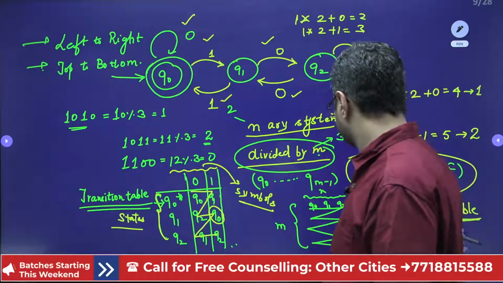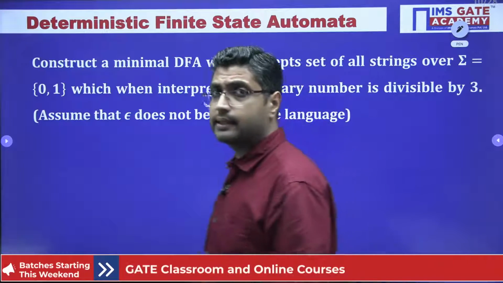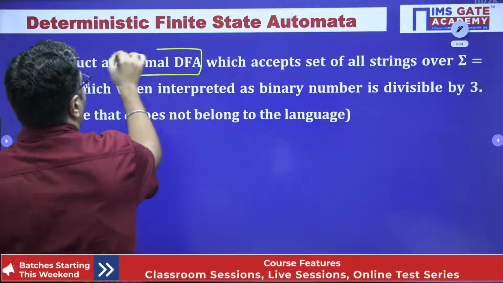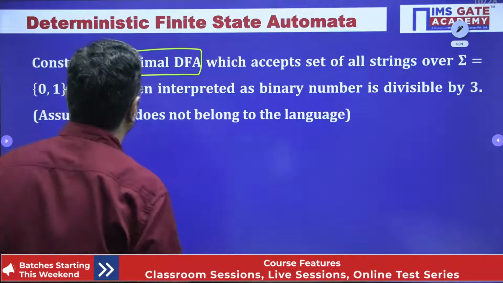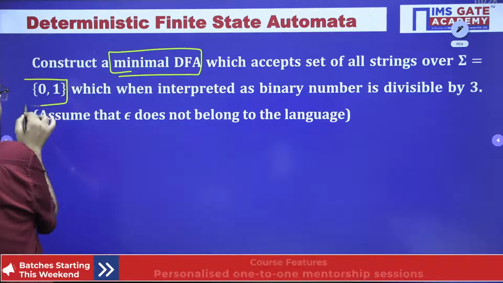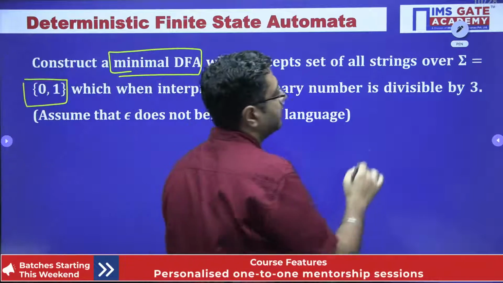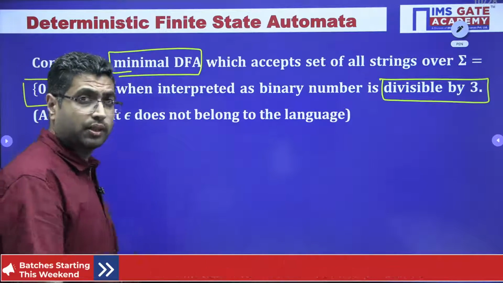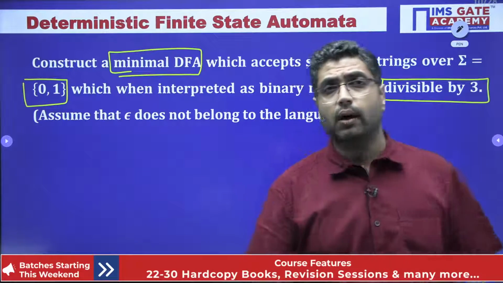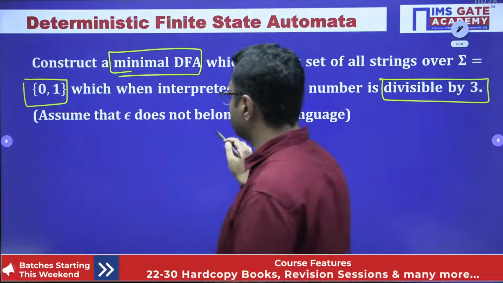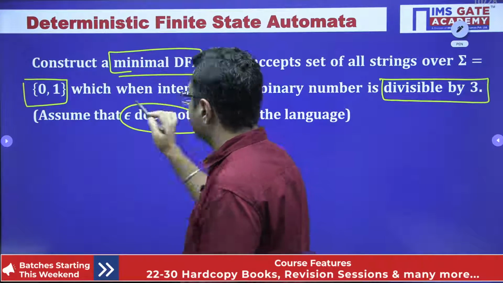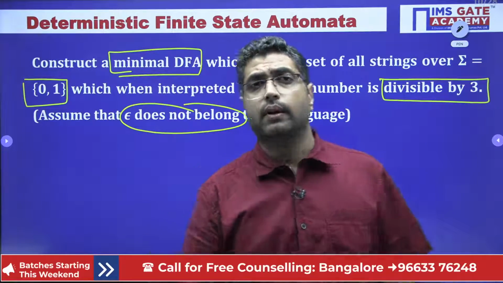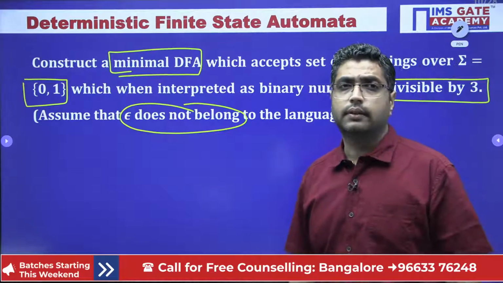Now let's move to the next question, which says: construct a minimal DFA which accepts the set of all strings over sigma equals 0, 1, which when interpreted as a binary number is divisible by 3. The same question, but what is the assumption now? The assumption is that epsilon does not belong to the language. Earlier we had assumed that epsilon belongs to the language. Now we are assuming that epsilon does not belong to the language, right?